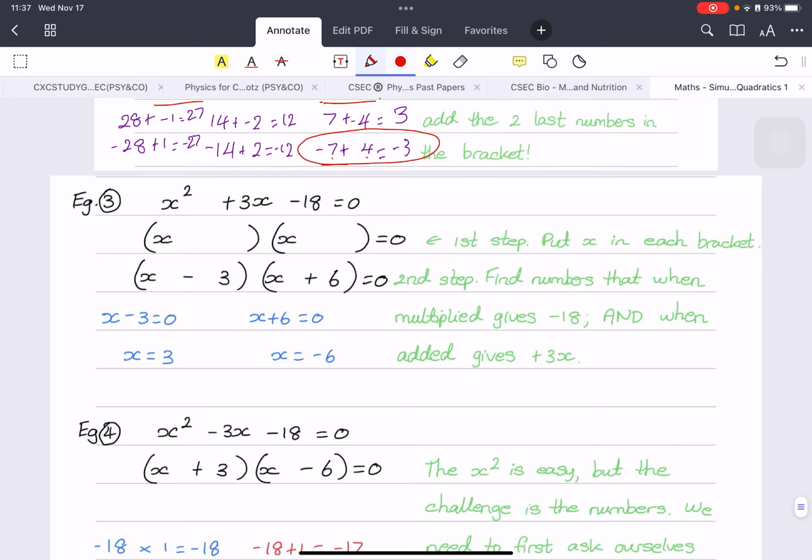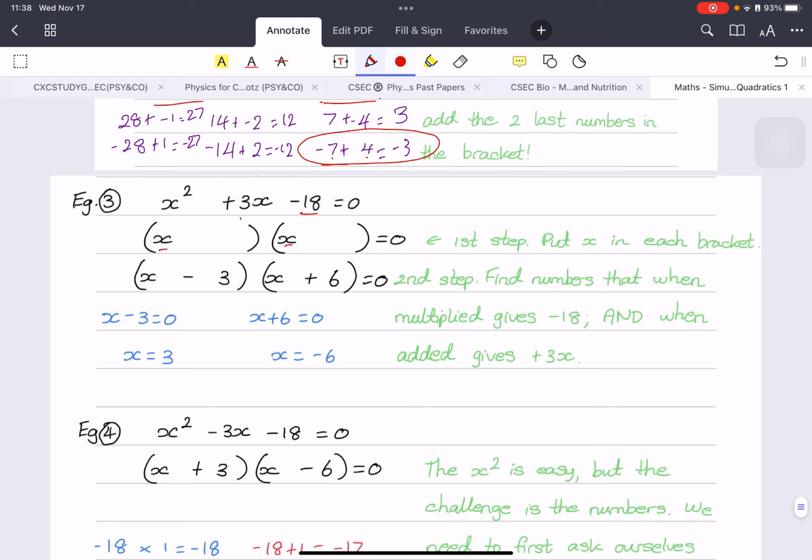x squared plus 3x minus 18 is equal to 0. So I left it blank so we could fill it out, right? So x by x will give us our x squared. Now we know this one by heart, right? So we could easily just put that. The hard part is getting the minus 18, and the ones that correspond to the plus 3.